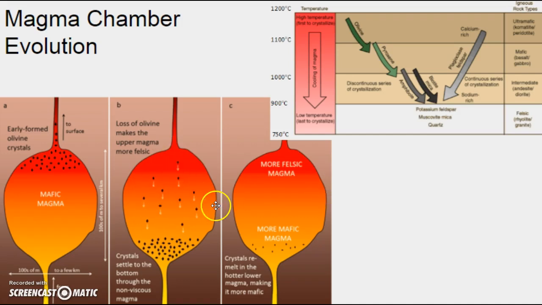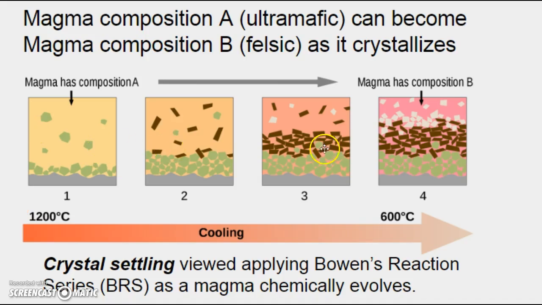And then with a greater amount of time, the crystals remelt in the hotter, lower magma, making it more mafic. So it's going to travel down here and, let's just say, reform a new composition. So down here is going to be a different composition than up here. Here was a drawing that we did: magma composition A, ultramafic, can become magma composition B, felsic, as it crystallizes.